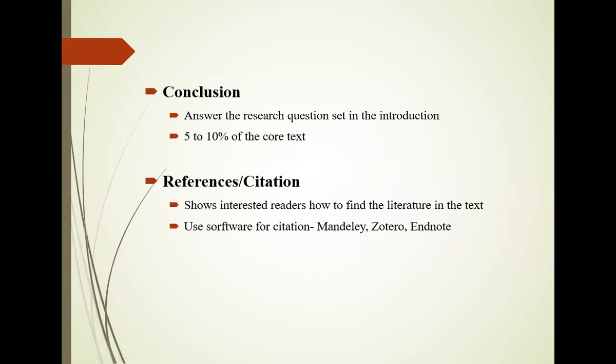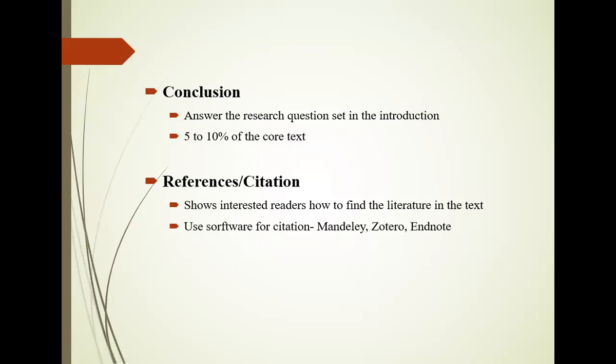The conclusion should be very short, and it should conclude all the research that you have conducted and the review article that you have selected. You need to conclude within a very short paragraph, or we can say in a short sentence, all of this information. The weightage for this should be 5 to 10% of your core text. The last part of your review and research article is the reference and the citation.